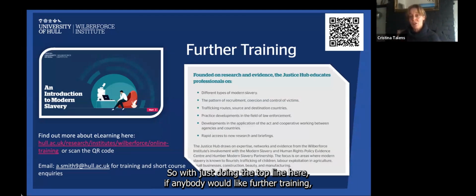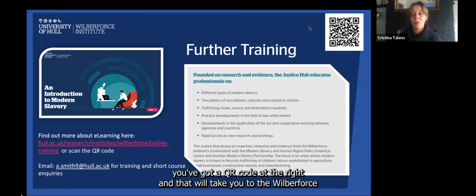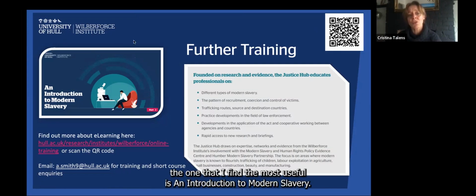If anybody would like further training, there are some modules that we have available at the Wilberforce Institute. On the bottom left you can see an email; that's the person that runs the online module, so you can do a little bit more training there, or you've got a QR code at the right, and that will take you to the Wilberforce Institute training. But really, the one that I find the most useful is an introduction to modern slavery.